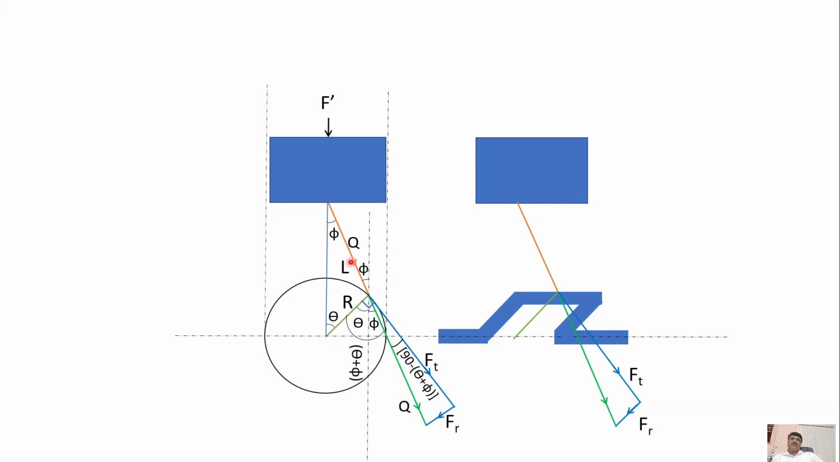Force acting on the connecting rod is let Q, and the angle made by the connecting rod with the center line is phi. Now the Q force is divided into two components. One is Ft, another one is Fr. Ft is the tangential component of the force acting on the connecting rod, and Fr is the radial component of the force. The tangential component makes the crank rotate, and this radial component is directed toward the center of rotation. The tangential component is always perpendicular to the crank, so the angle between the tangential component Ft and the crank will be 90 degree.